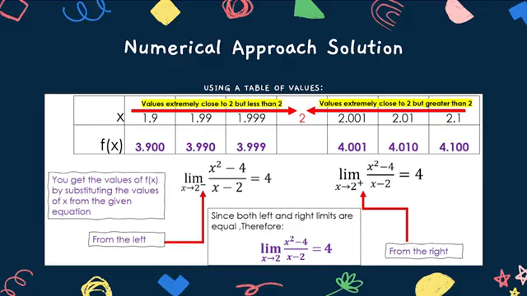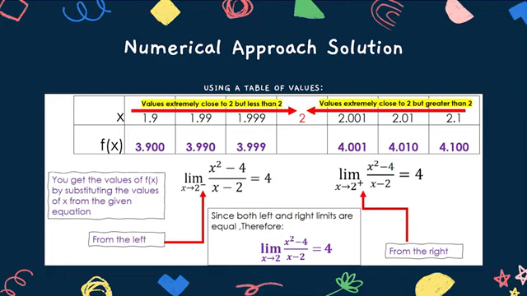So how do we wrap this up? Let's look at the values to the left of 2 first. We have 3.9, 3.99, 3.999. If we round that off, then the limit of x squared minus 4 all over x minus 2 as x approaches 2 from the left is 4, because when you round off 3.999, it gives you 4.